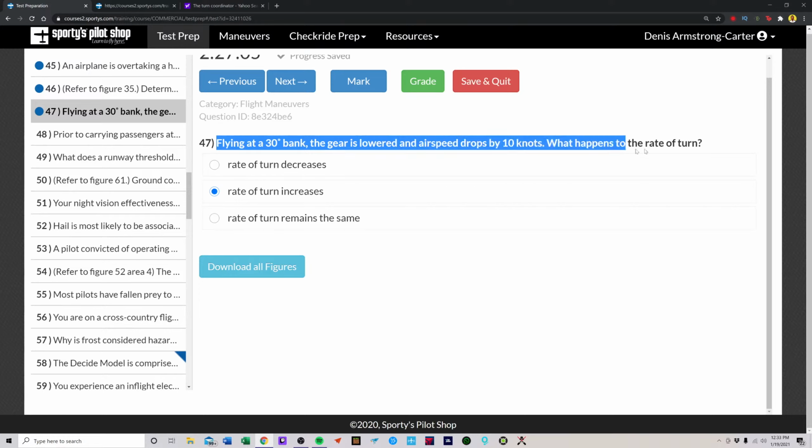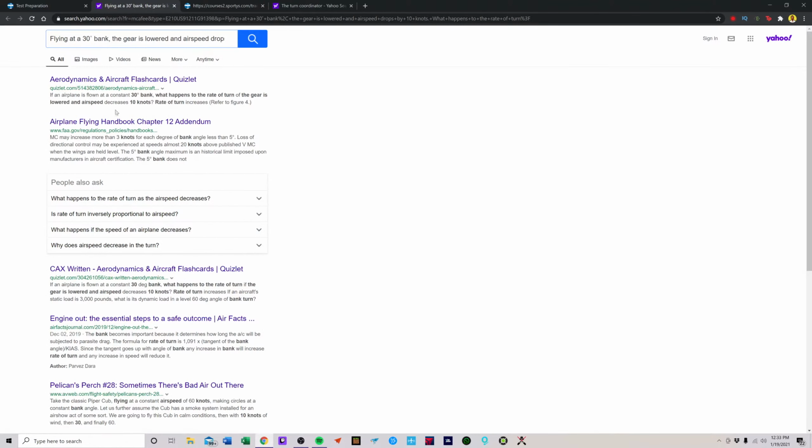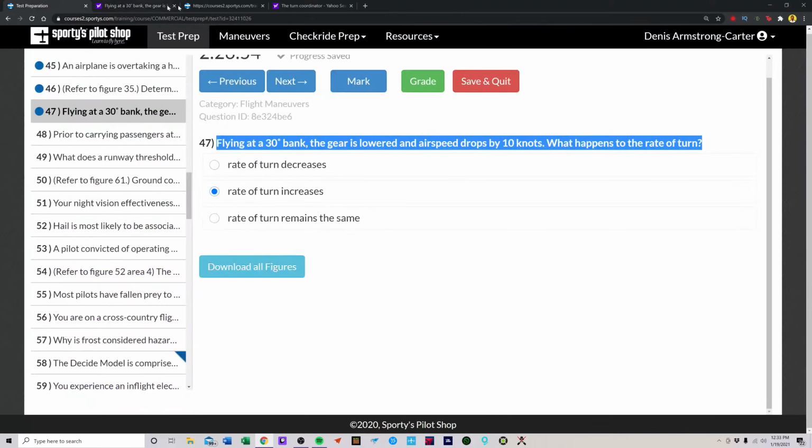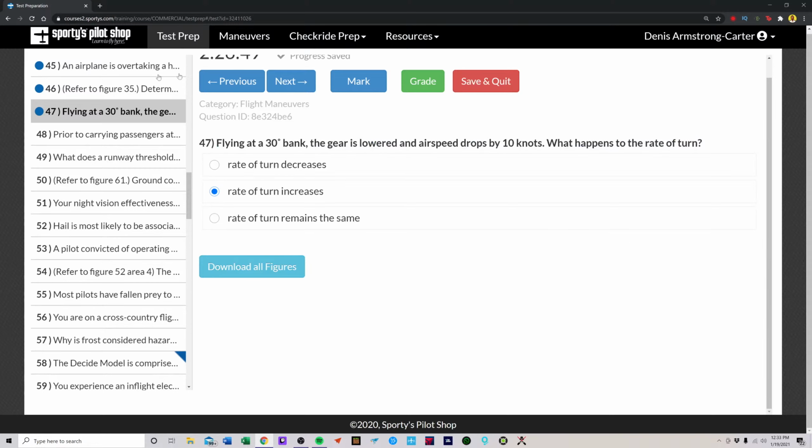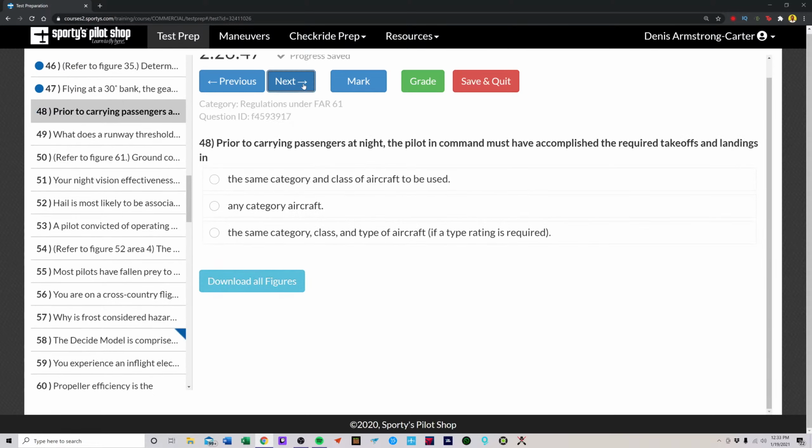I'm actually kind of interested what they have on this. This is a written test question. Let's see what they got on this. Rate of turn increases. Yeah, rate of turn increases. I just had to make sure. So I was right. I just wanted to make sure they had the right thing.